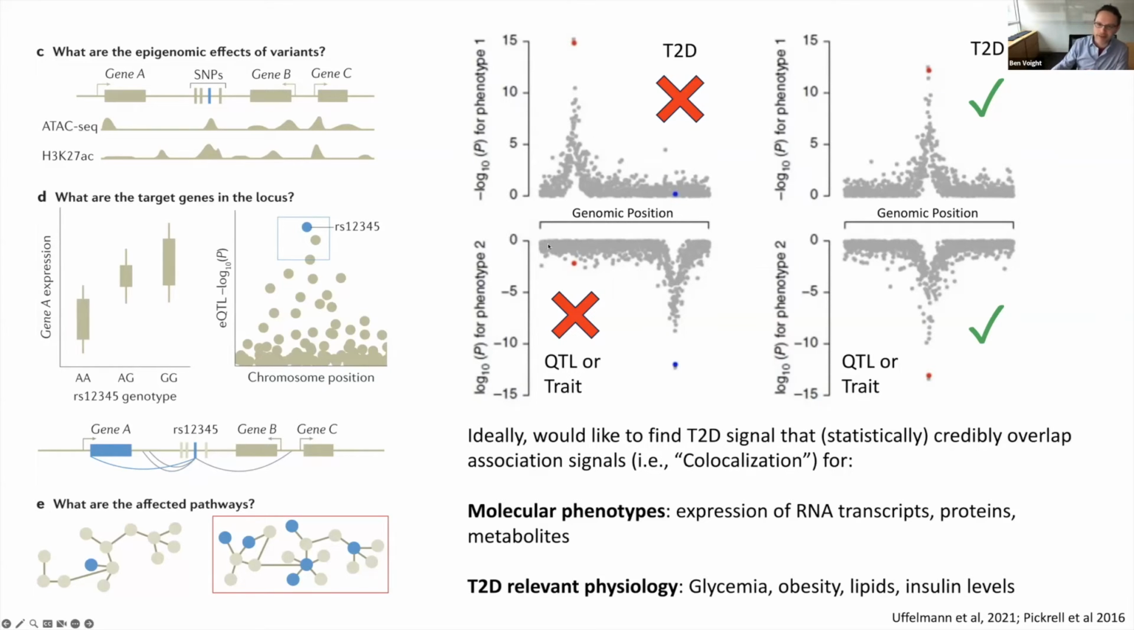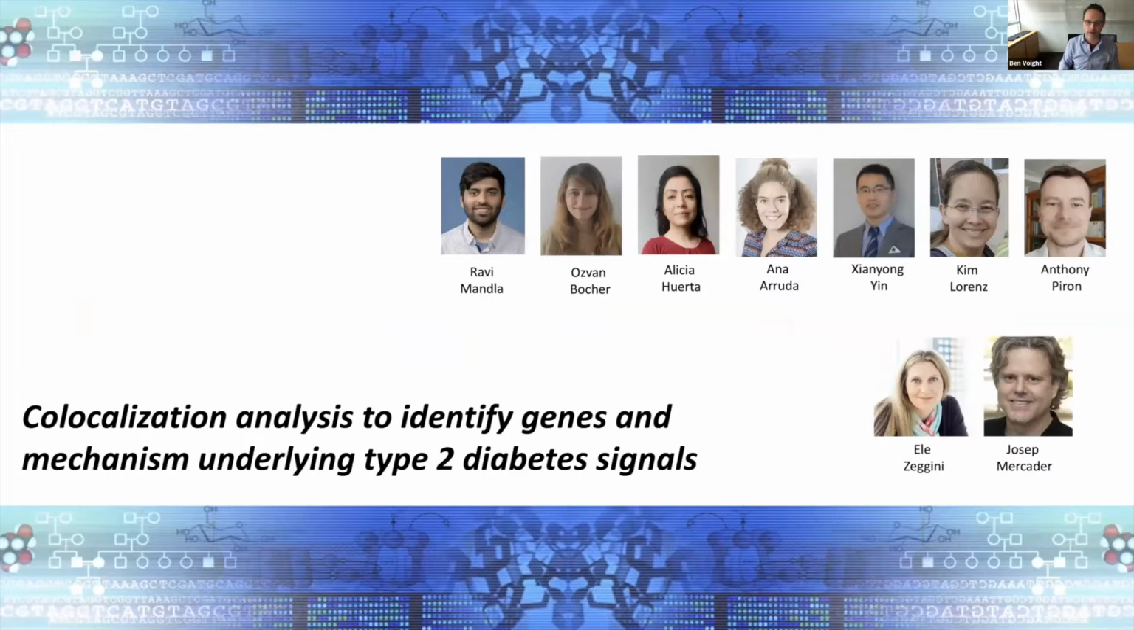That's different from the example on the left, where you do see perhaps a molecular phenotypic association or a QTL association, but it's in a completely different position from that type 2 diabetes association. So there's really no overlap, even though there might be interesting things going on at the site. We'd really like to find more examples of the things on the right, to get an understanding about what the genes are, what the mechanisms are, and maybe biomarkers that predict risk based on that.